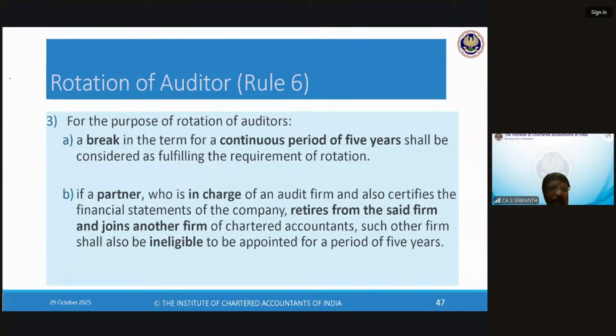Okay. If a partner who is in charge of an audit firm and also certifies the financial statements of the company retires from the said firm and joins another firm, friend, note it, he resigns here and joins another firm, such other firm shall also be ineligible to be appointed. Got it? And again, this is when the period is over.